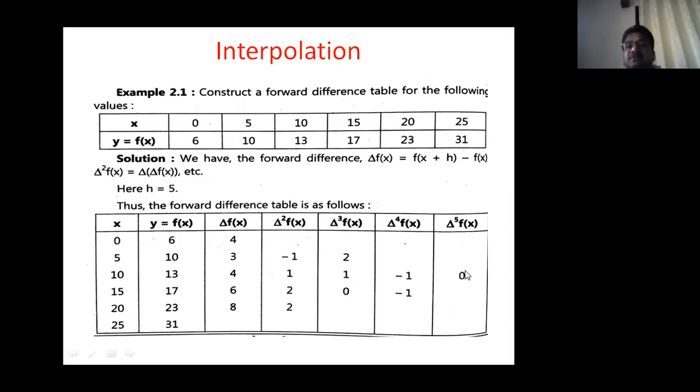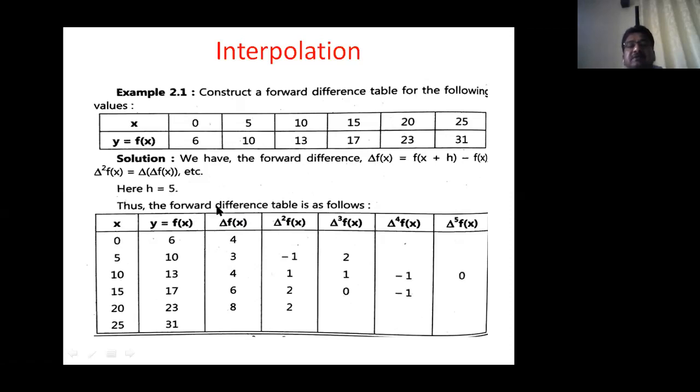And what are the next differences? Delta raised to 6 fx, delta raised to 7 fx, are all equal to 0. That is, if 6 values of X or Y are given, then the differences of order 6 and further are all equal to 0. So this is the forward difference table, starting with the first difference column, delta fx or delta y.